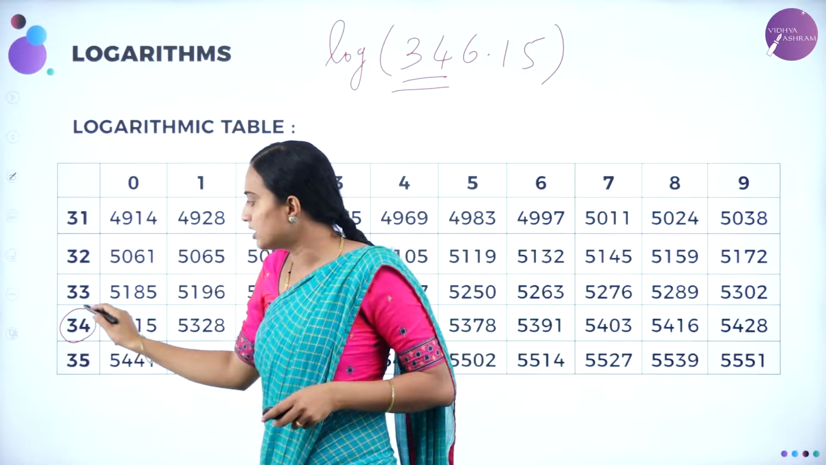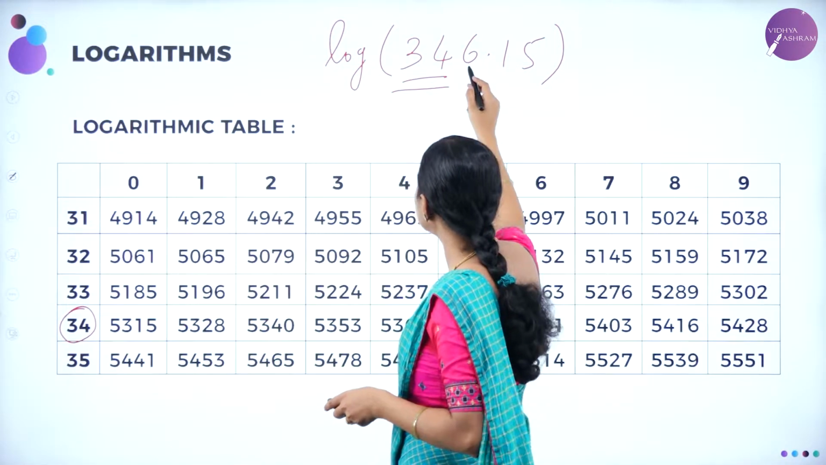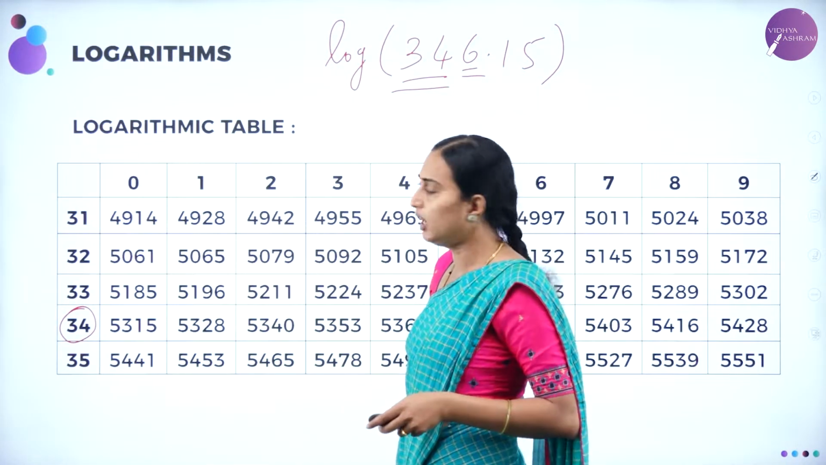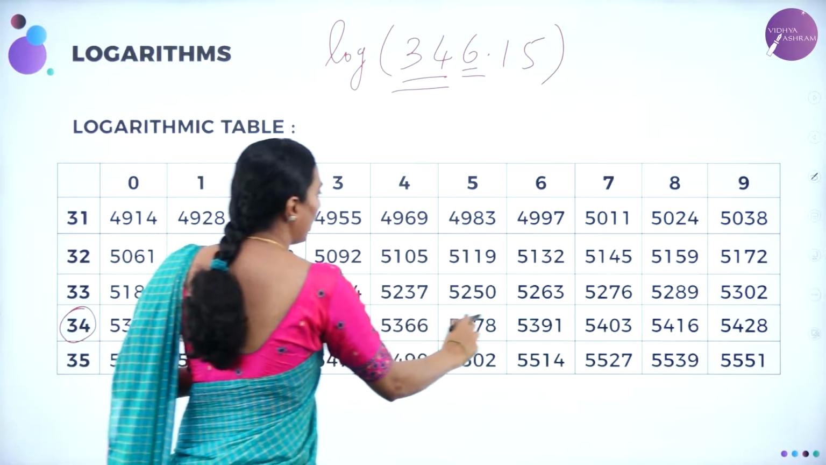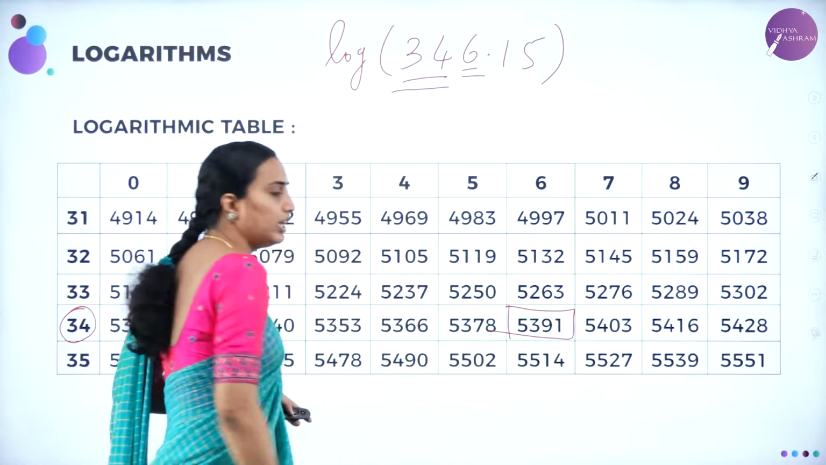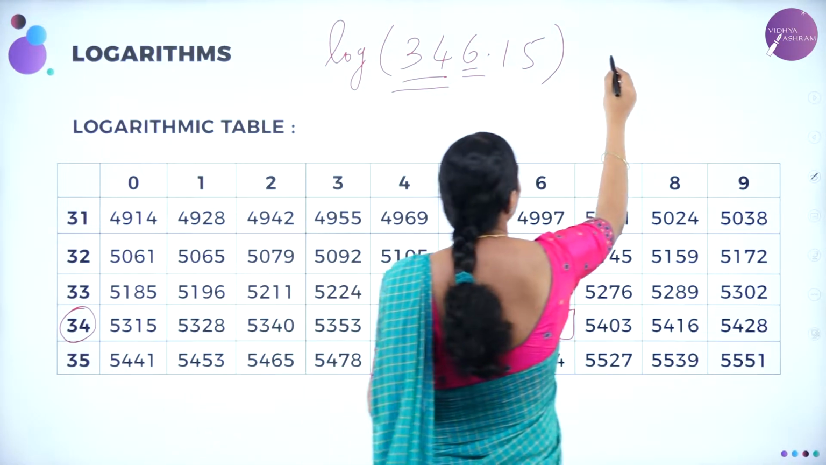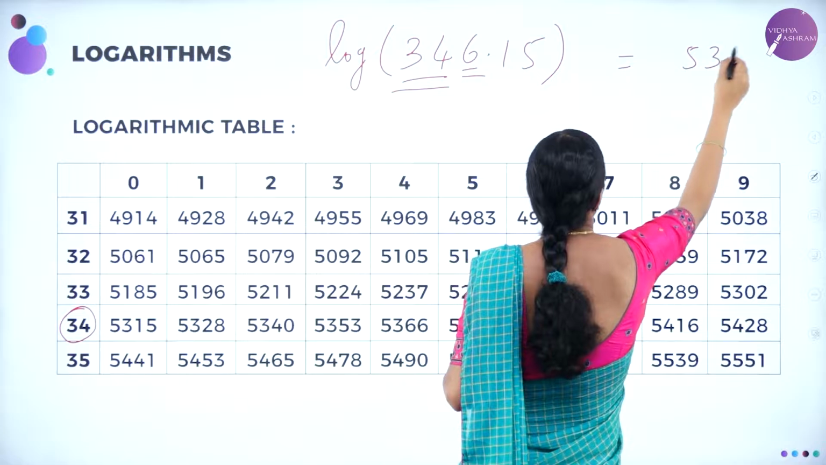Look here, 34 is there. Therefore 34, and which column are you going to have? The 6th column. So 34, 6th column is nothing but this value, 5391. Let me write that value. You are going to have it as 5391.